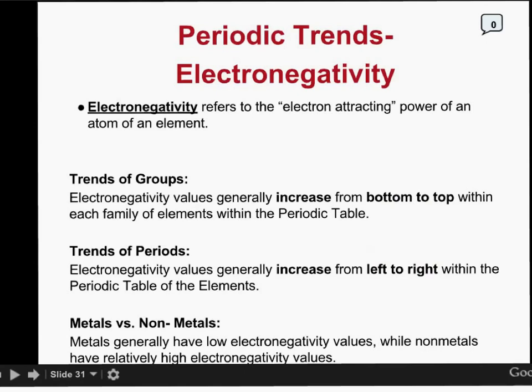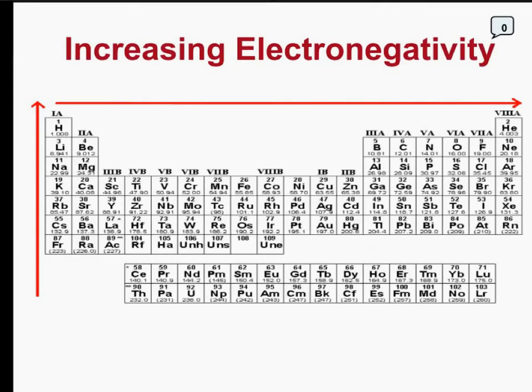Now, also, metals generally have a low electronegativity value. We'll talk about that in a second and why that is. Nonmetals have high electronegativity values, and again, we'll talk about that in just a moment. Again, that trend for electronegativity is bottom to top, left to right, increasing.